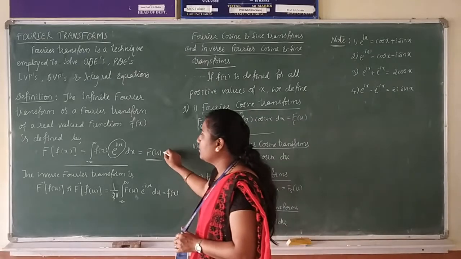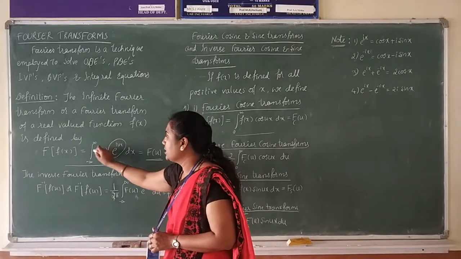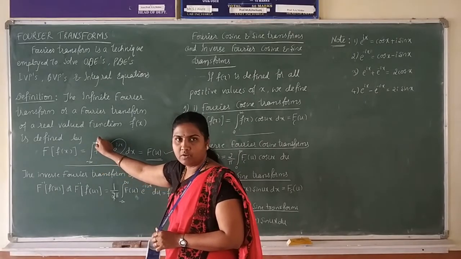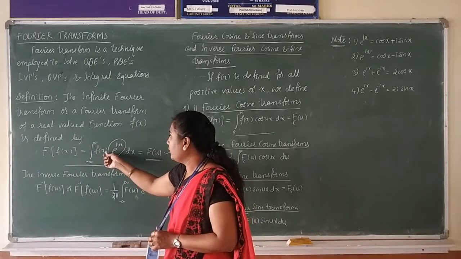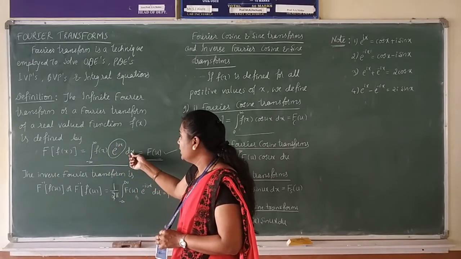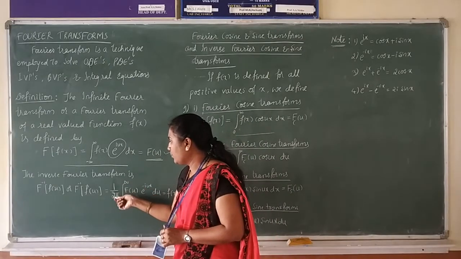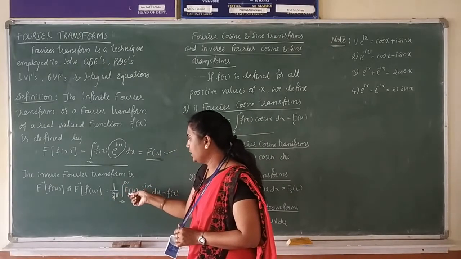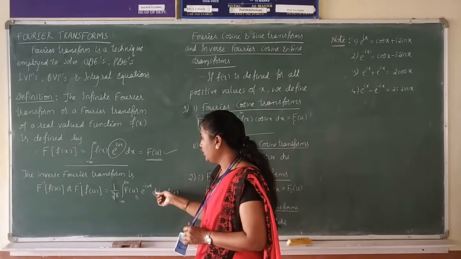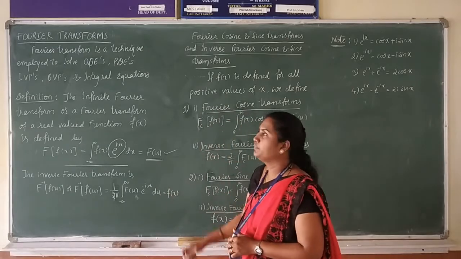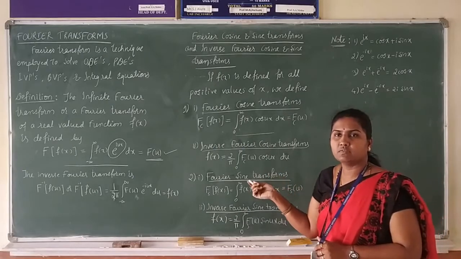This is the definition of Fourier transform, that is integration minus infinity to infinity, therefore it is also called infinite Fourier transform. F of x into e to the power iux into dx is equal to F of u, and the inverse Fourier transform is given by 1 upon 2 pi into integration minus infinity to infinity F of u into e to the power minus iux into du is equal to f of x. These are the definitions of Fourier transforms and Fourier sine and cosine transforms.